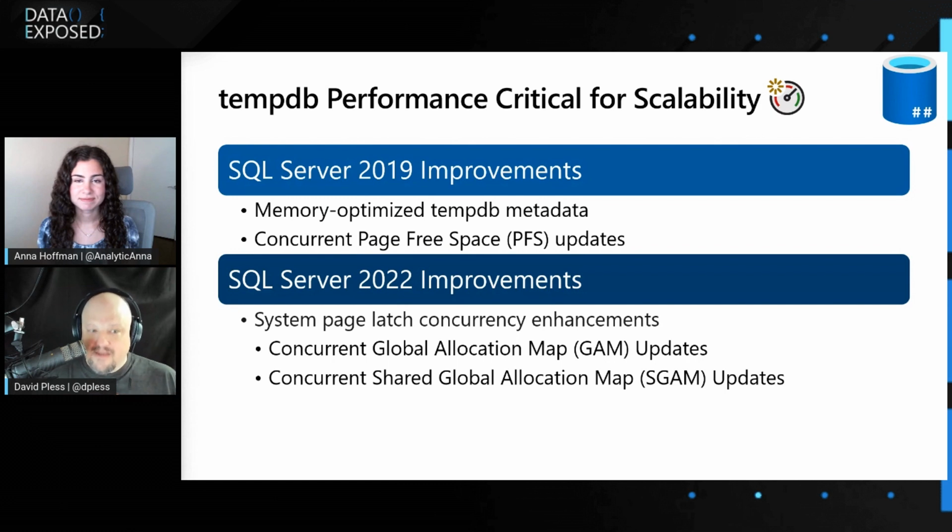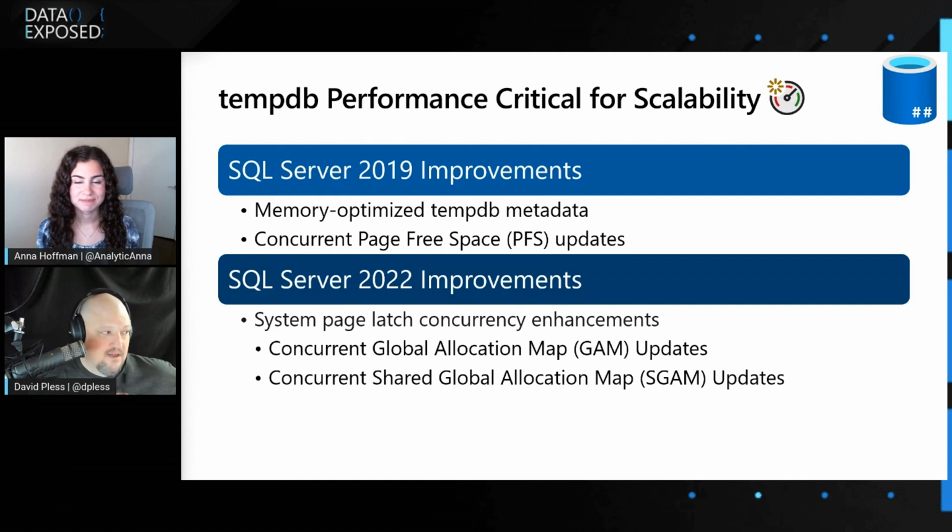And we've been making this easier to accomplish in every release, really starting with SQL Server 2016. But in 2019, we added some new memory optimized tempdb metadata capabilities. This is an opt-in. And we also eliminated most of the page free space contention with the concurrent PFS updates. Now, in the 2019 release, we thought we were going to be able to address all of the contention points, but there were a couple of contention points we still needed to address. So in SQL Server 2022, we've addressed these areas by introducing concurrent GAM and SGAM updates.